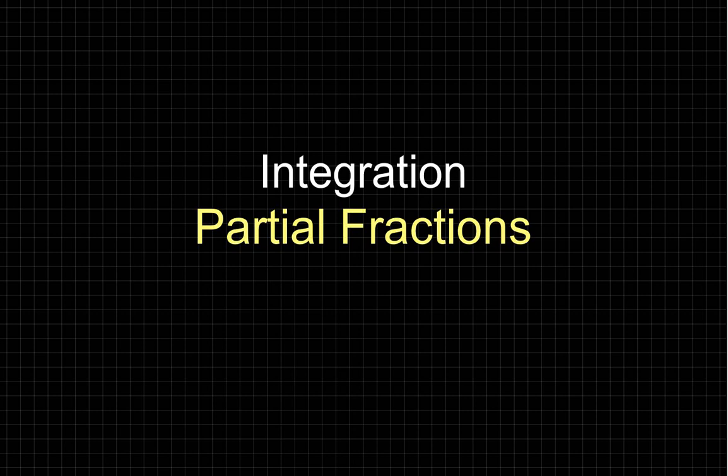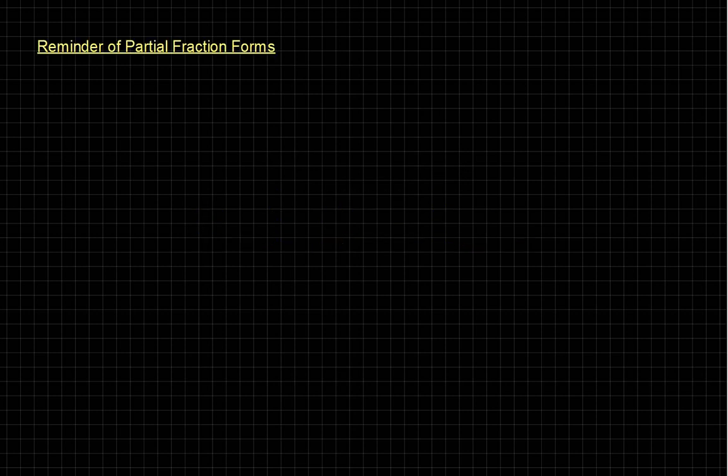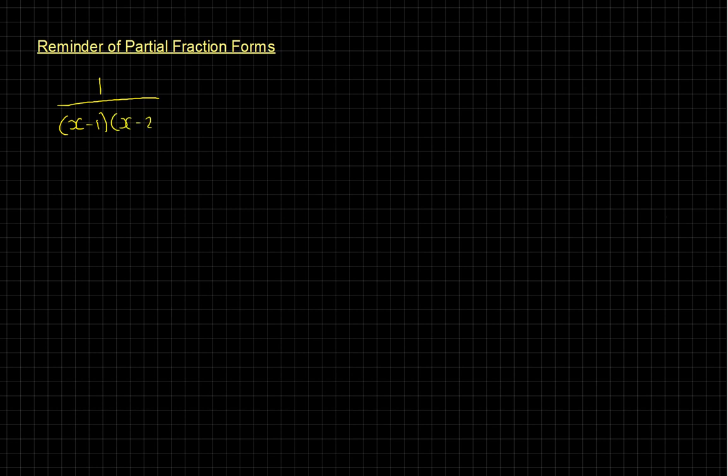The first thing I want to do is to just remind ourselves of what the various partial fraction forms are. Probably the easiest thing is to just go through a couple of examples. Let's say we've got something like this: 1 over x minus 1 times x minus 2. We should be comfortable with the idea that that can definitely be expressed in a form that looks like this.